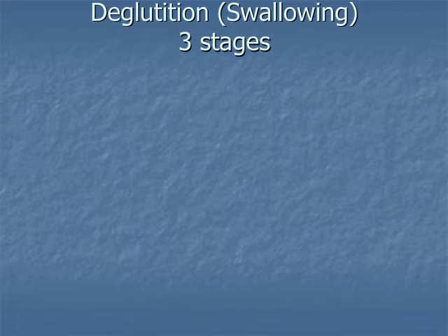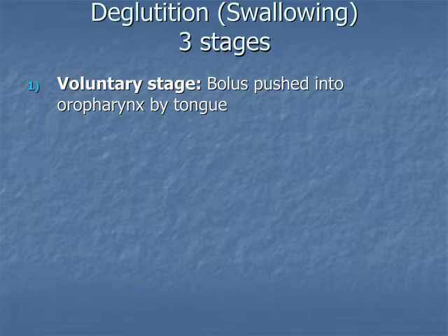And there are 3 different stages to swallowing. And the first of these stages is called the voluntary stage. This is a process where we're pushing that bolus of food into the oropharynx using the tongue. Remember, the tongue is skeletal muscle, and that skeletal muscle is under voluntary control. Hence, this is why we call this the voluntary stage.